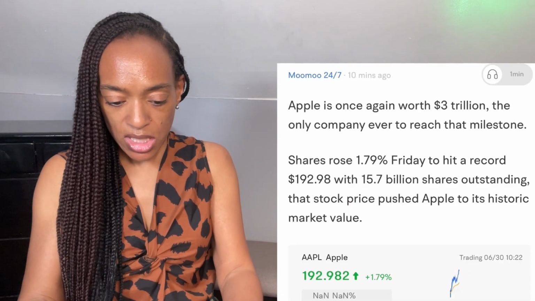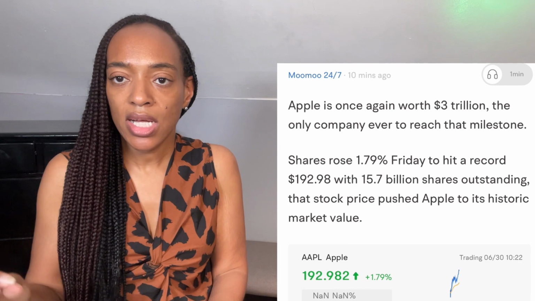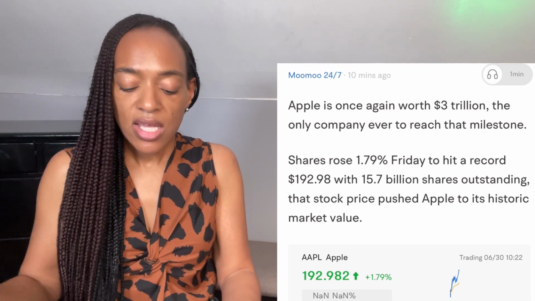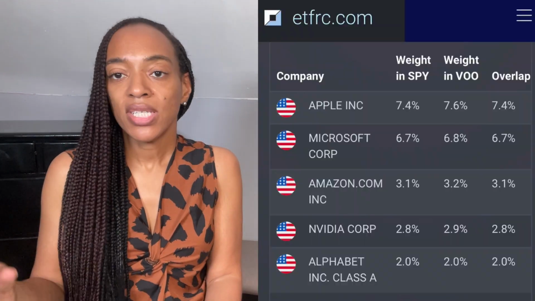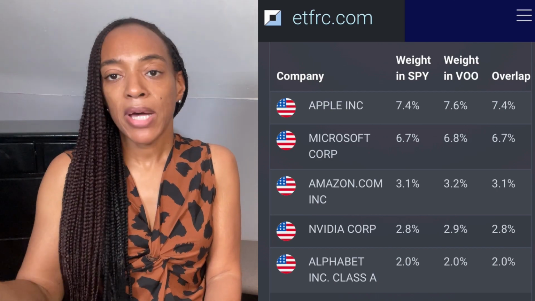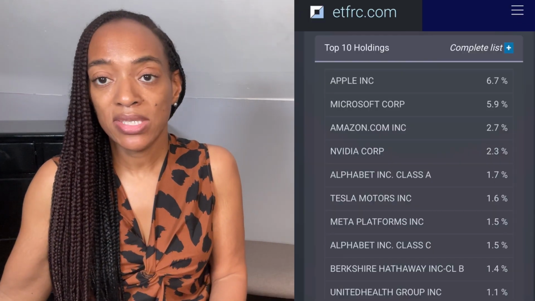So there are many ETFs to choose from. And in many of them, Apple will be the top holding within the ETF. And that's because Apple is currently a $3 trillion company. So as I said, if you're going by weighted by market cap, that's what's going to bring it into the top position, which it is in the SPY, VOO, as well as VTI.